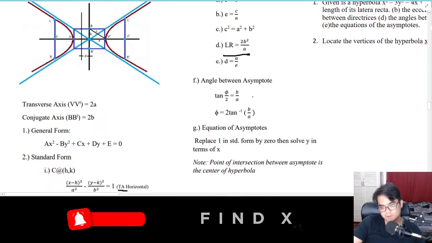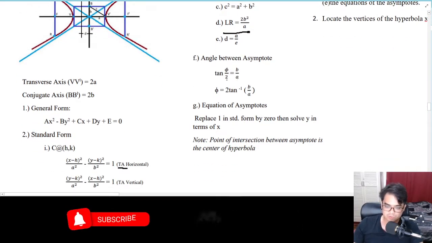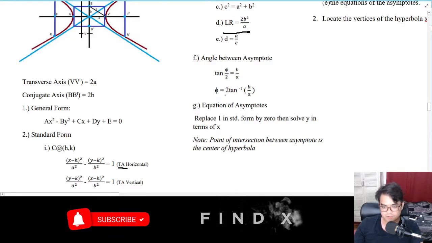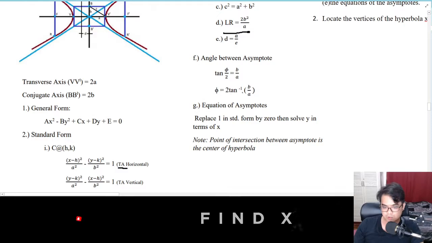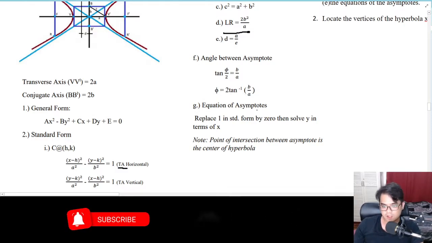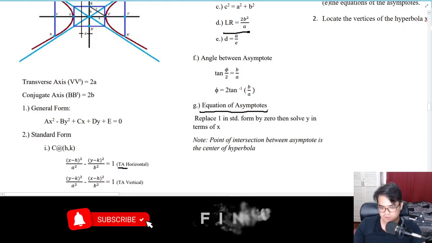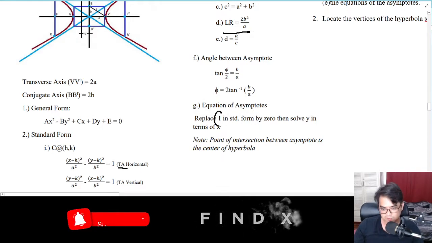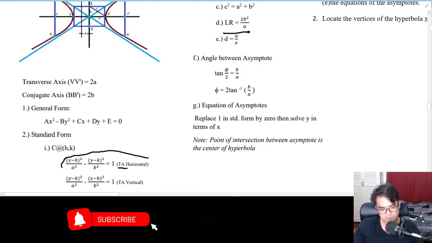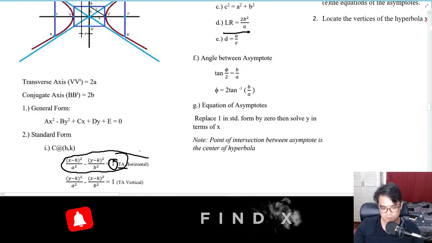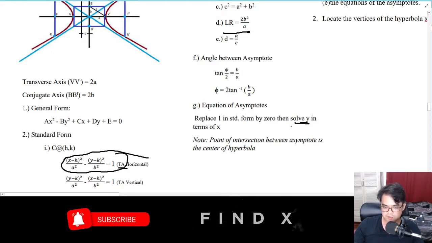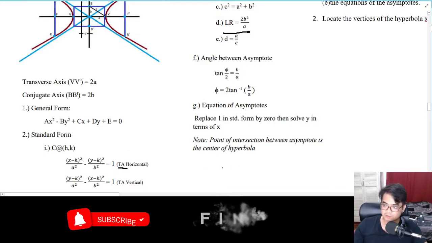Okay. So the angle between asymptotes, you can also find, that is just the phi or theta, whatever angle that is. Phi is equal to 2 arctan of b over a. And to locate the equation of asymptotes, all you have to do is to replace 1 in standard form by 0. Okay, so going back, this is the standard form, right? So you will replace now 1 with 0. Okay, so it will now become equal to 0, and then solve for y in terms of x. That's it. So you will be able to get two equations for that.